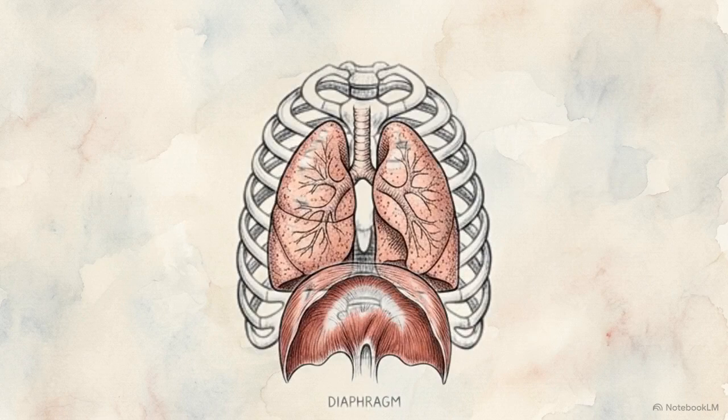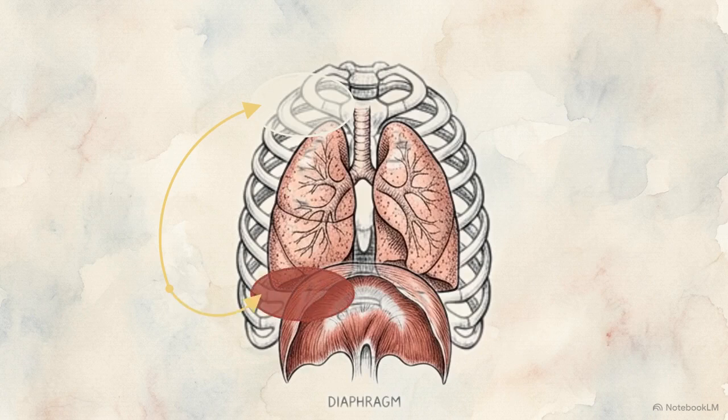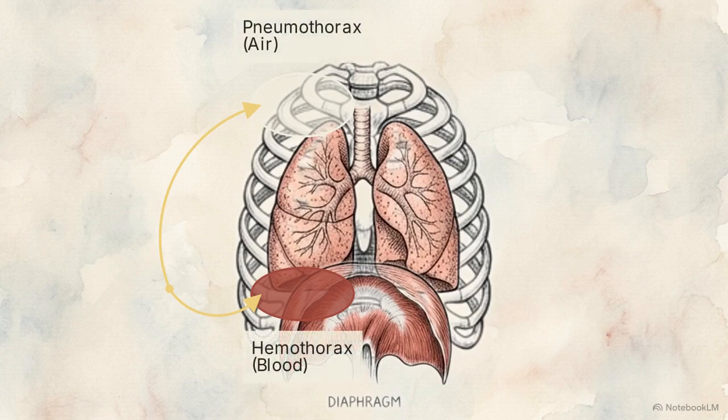You direct the tube apically, upward and posterior, to drain air in the case of a pneumothorax, or you direct it basally, downward, to drain fluid in the case of a hemothorax. A pneumothorax is an accumulation of air in the pleural space, while a hemothorax is an accumulation of blood.